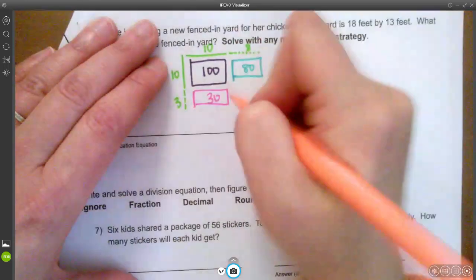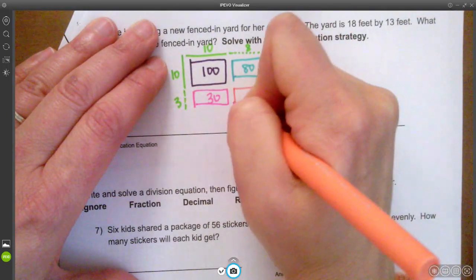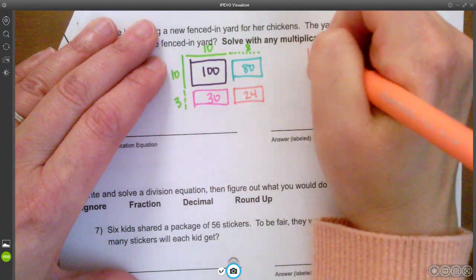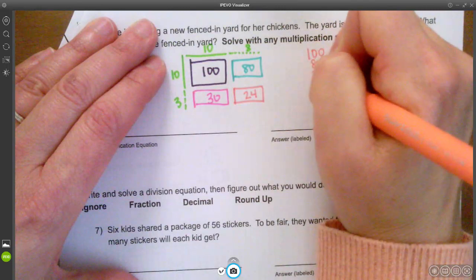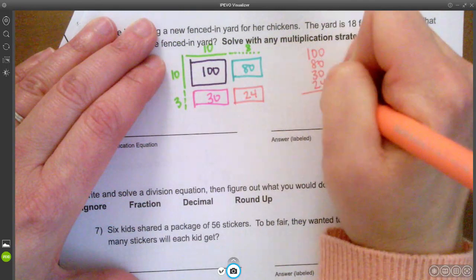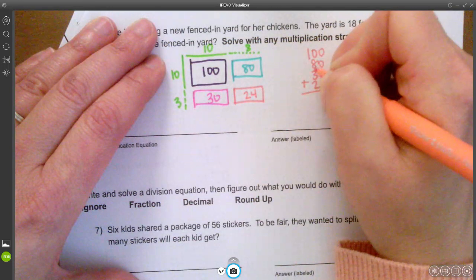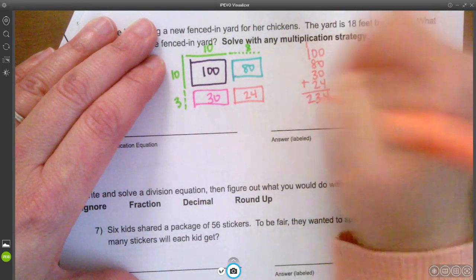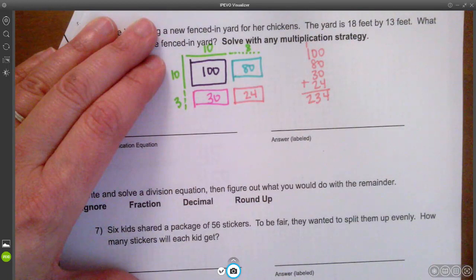And be careful, this final corner I feel like kids will mess up on. 3 times 8 is 24. And if I add all of the sections together, I should get 234 as my answer.